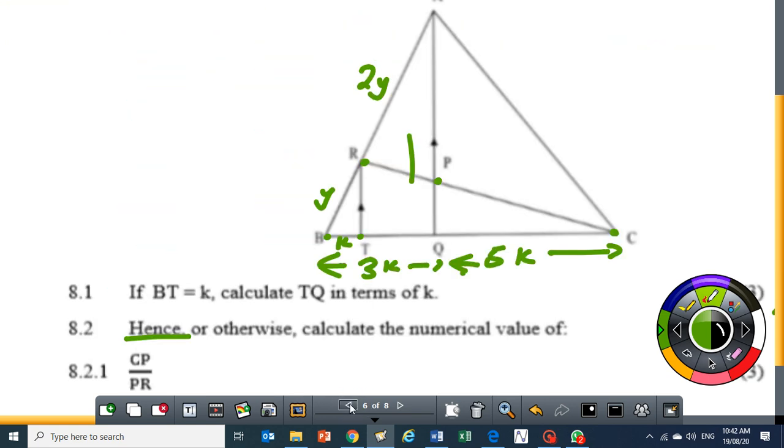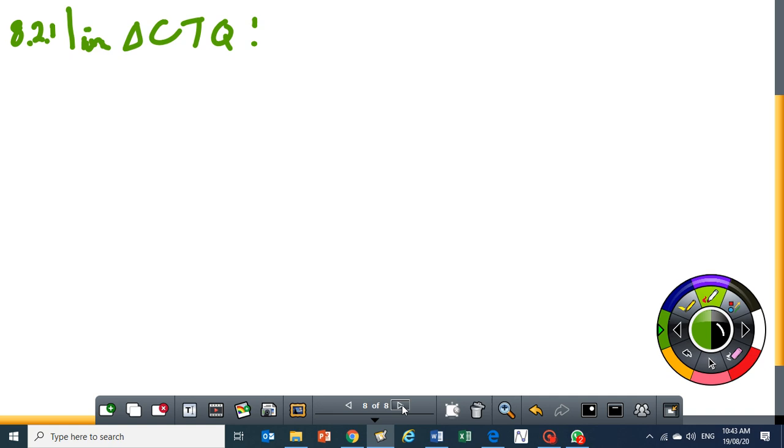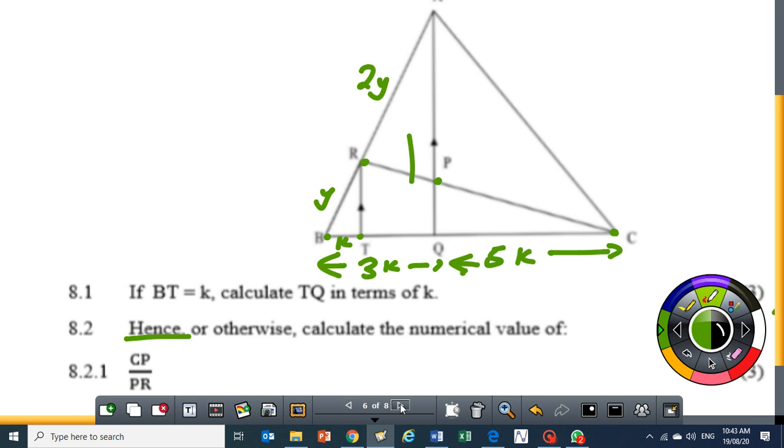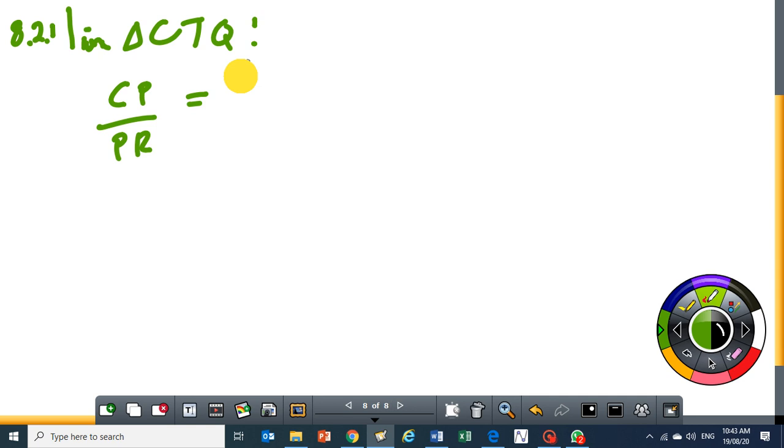So that would be in triangle CTQ. I'm going to have CQ over TQ equal to CP over PR. Or rather, I can just write it based on what I have here. So I'll start with CP over PR. Okay? So I'll say CP over PR is equal to CQ over QT.